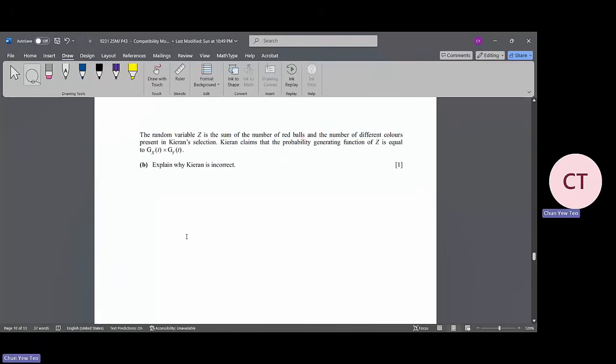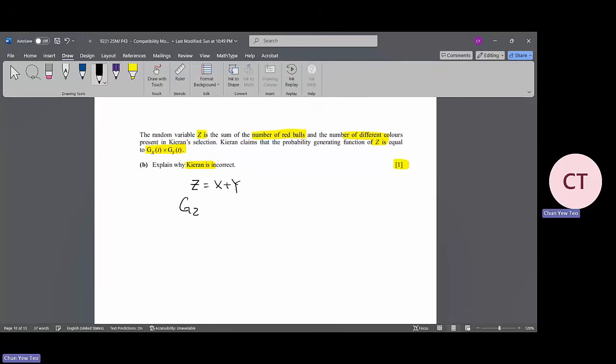Part B: the random variable Z is the sum of the number of red balls and the number of different colors in the selections. Kieran claims that the probability generating function PGF of Z is G_X(t) times G_Y(t). Explain why Kieran's is incorrect. This one is only one mark, so we do not need to explain in so much detail.